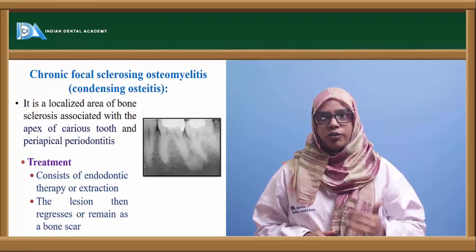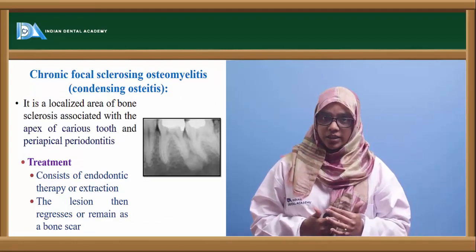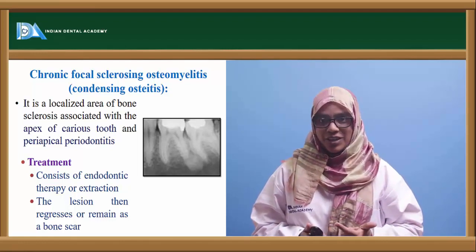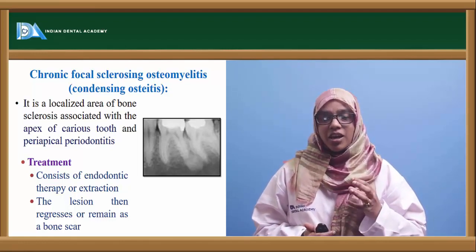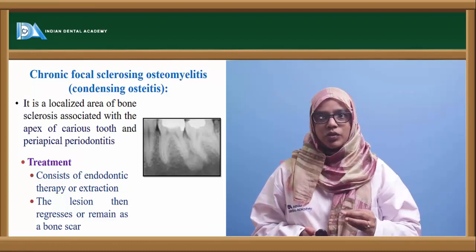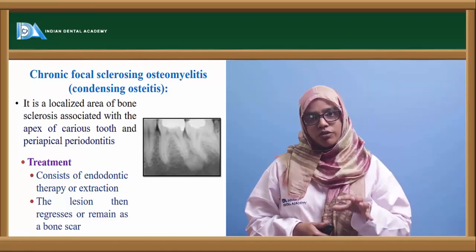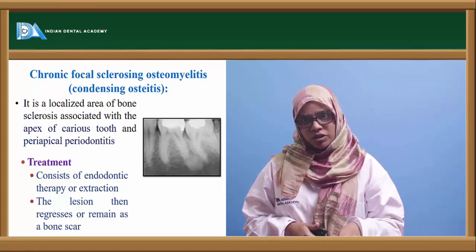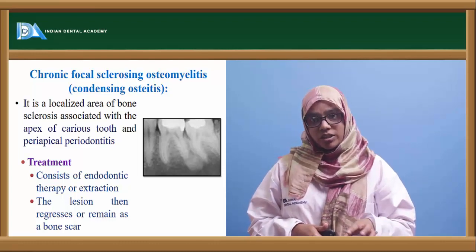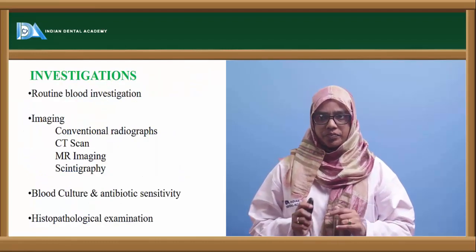Let's move on to the chronic focal sclerosing osteomyelitis, also termed as condensing osteitis. This condition is more commonly seen by an endodontist. Okay, why? Because it's nothing but a localized area of bone sclerosis associated with the apex of a carious tooth with periapical periodontitis. So if you can restore the tooth, do an endodontic treatment. If you cannot restore the tooth, extract it. Now once you have treated the cause, the lesion will regress in size and remain as a bone scar.